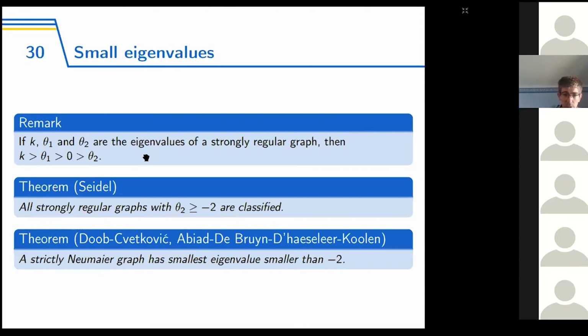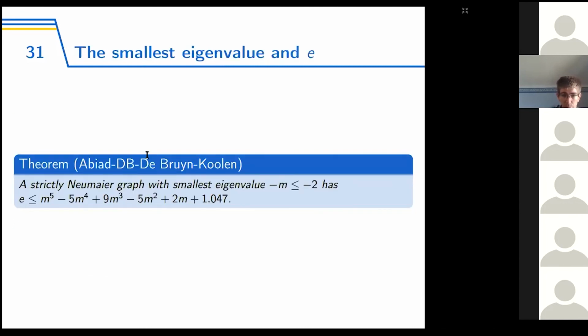Which raises the obvious question: how large can the smallest eigenvalue of a Neumaier graph be? And we could find a nice connection between the smallest eigenvalue and the parameter e of the strictly Neumaier graph. Now remember, so far we only know one family where e is not 1, but we can see that e in general is bounded by the smallest eigenvalue, by a polynomial of degree 5 in the smallest eigenvalue.